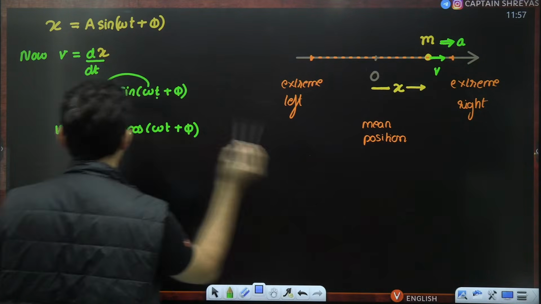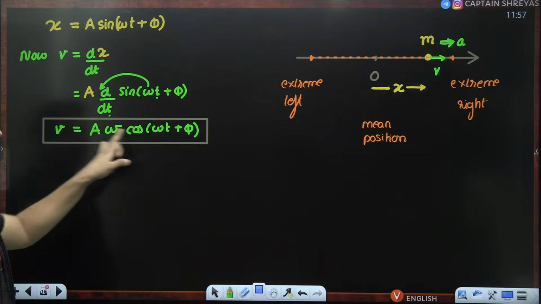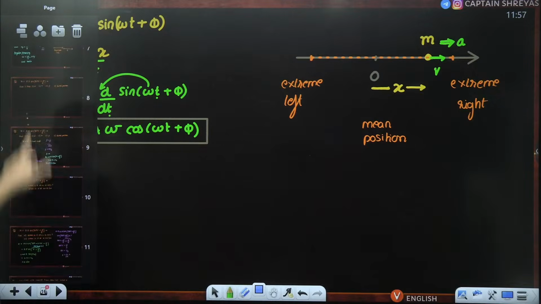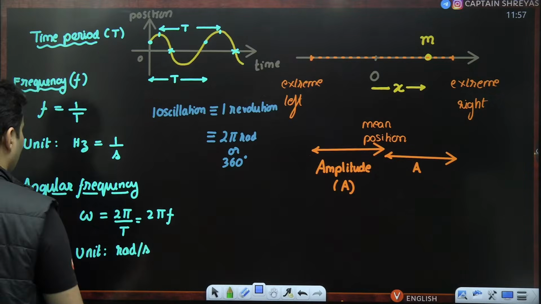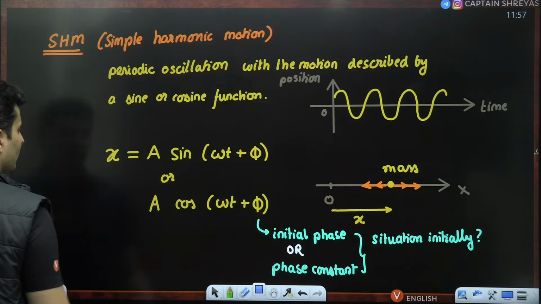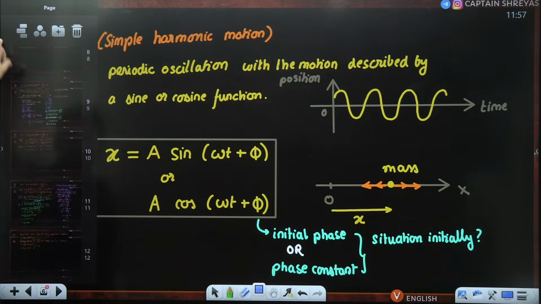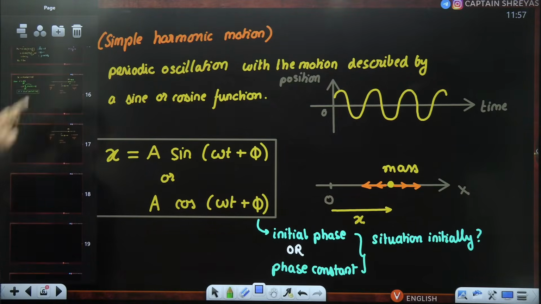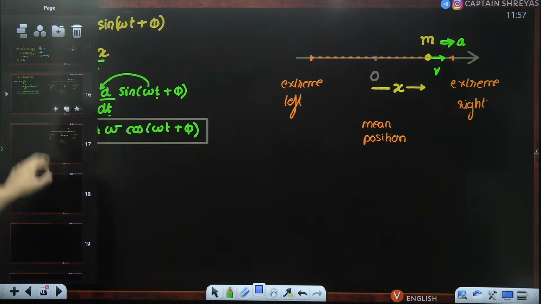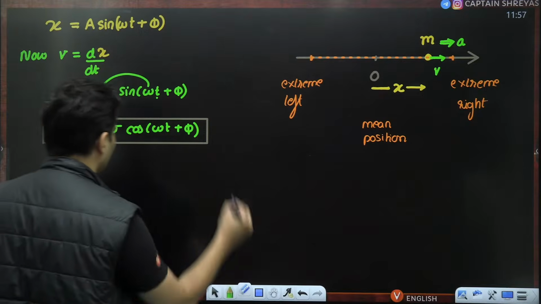So you are supposed to again remember this. All these are important formulas. Velocity is a omega cos omega t plus phi. All these formulas are very, very important, so I'll in fact start marking all these formulas. This one, of course, is obviously very important. All these things are your formulas. Correct. All right. Till this point, I hope it is absolutely clear. This is for your velocity. We'll similarly do it for acceleration also.